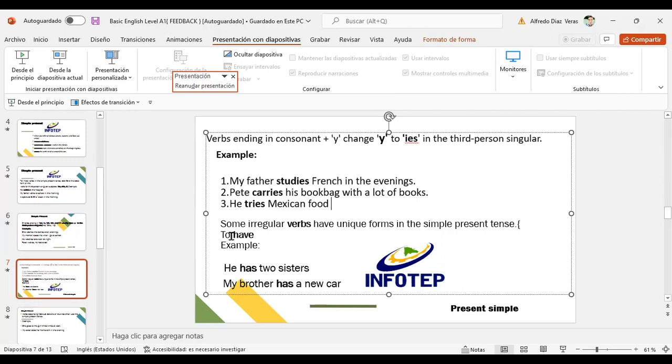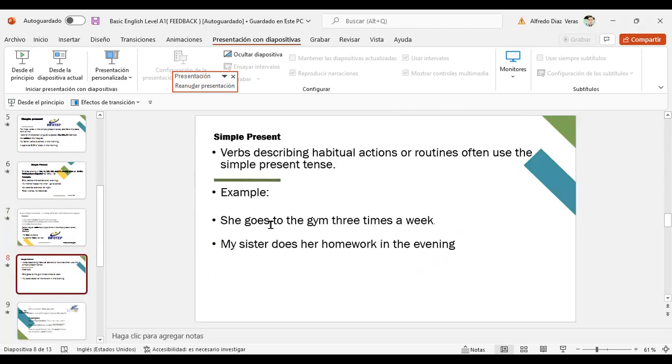There are some verbs like have that are irregular. He has two sisters. My brother has a new car. Simple present. And here, example: she goes to the gym three times a week. My sister does. Don't say my sister do. I can say I do. I do my homework. You do your homework. They do their homework. But with she, he, we say she does.